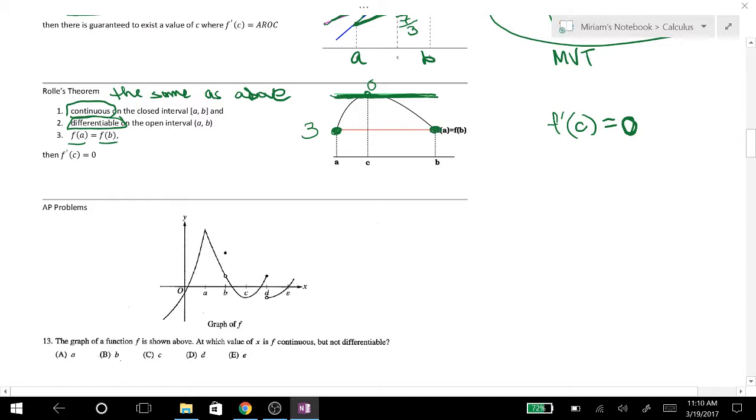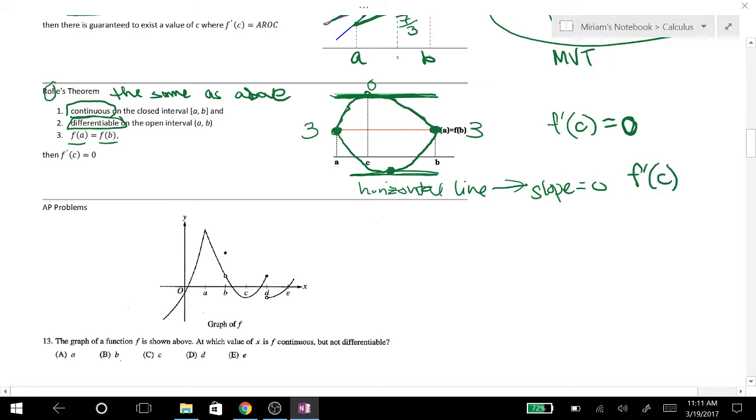So at some point, if I'm traveling along the line, I have to go back down to hit 3 again. Or maybe if I'm going down first, I have to go back up to hit 3 again. Meaning either way, there is a point on the graph where I'm flat, where I have a horizontal line. And we know if I have a horizontal line, that means the slope equals 0. That's why Rolle's theorem says, Rolle with the O, that the derivative at some point has to equal 0.